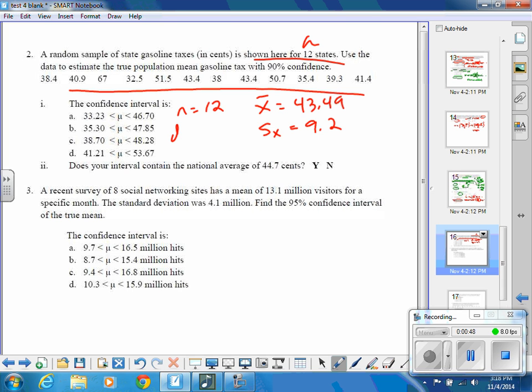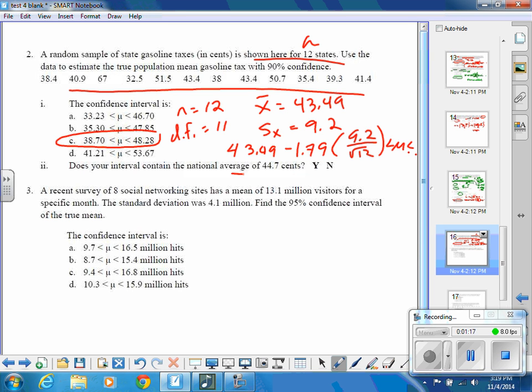So to figure out my degrees of freedom, they're 11 because it's 12 minus 1, and I get my little formula for this. I'll just do the first part like I've been doing. 43.49 minus 1.79, that's what my T is, times 9.2 all over the square root of 12, less than mu, blah, blah, blah, okay? Punch that in, and you should end up with letter C.